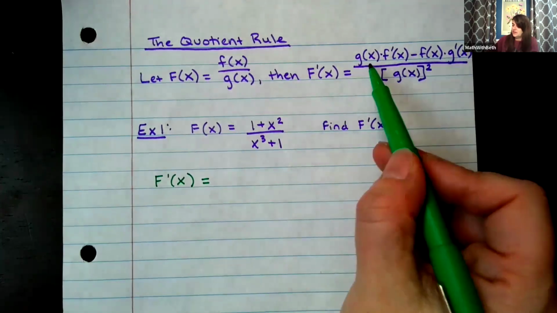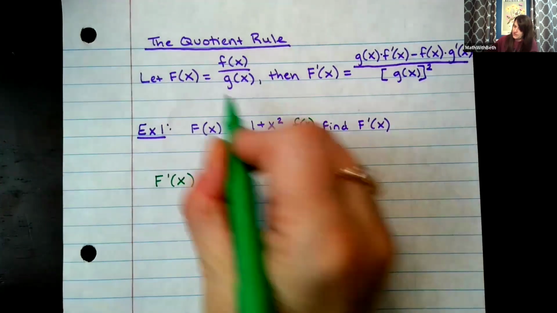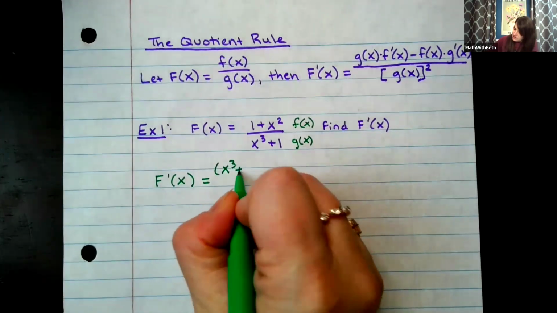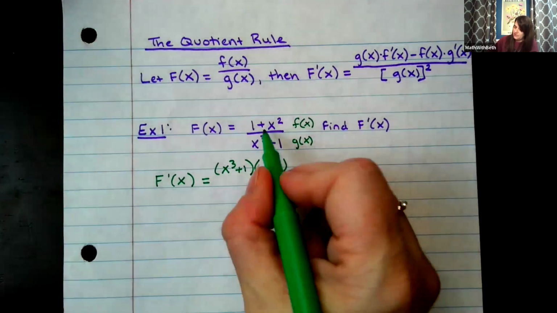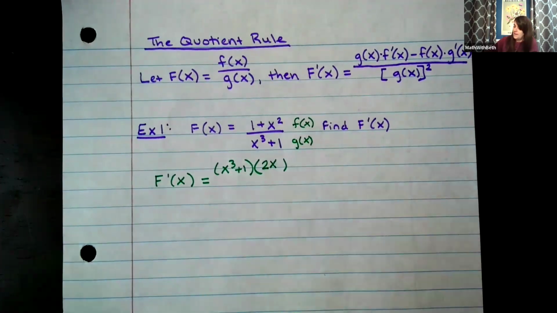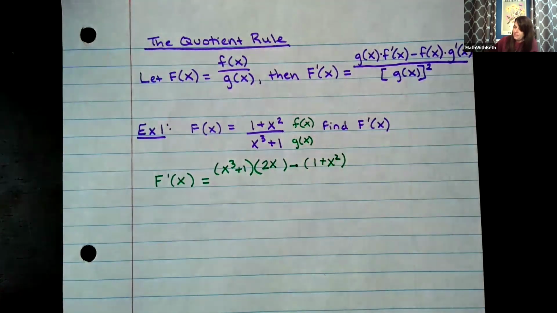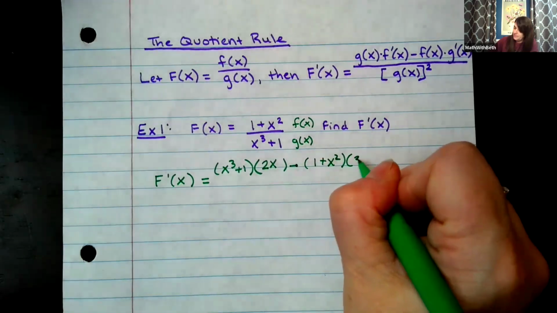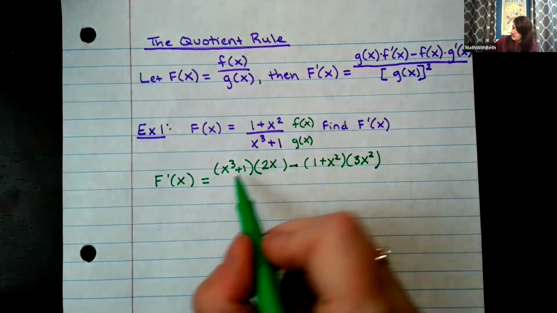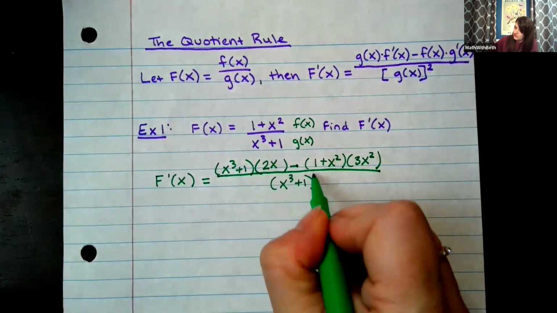So following these instructions, this is like my f of x and this is like my g of x according to the example. So I need to do g of x times f prime. So the derivative of this, which would just be 2x because the derivative of 1 would go to 0, minus f of x, so that's the top, times the derivative of the bottom, which again would be 3x squared plus 0. So I don't need to write the plus 0. And all of that would be over the bottom function squared.